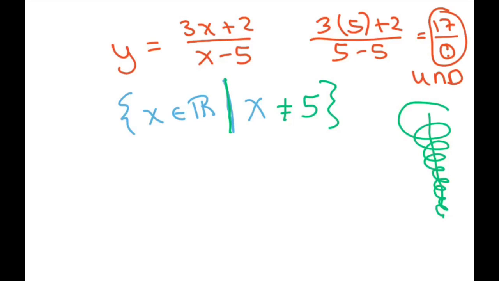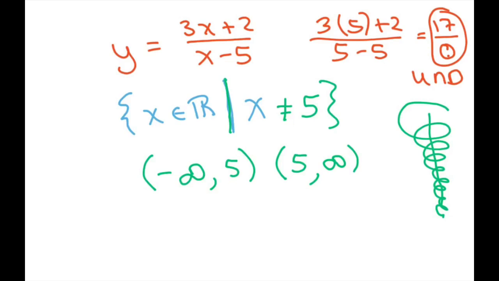Now another way to write this is negative infinity to 5, and then 5 to infinity. That means it can't include the 5. Oh, and you put a union here. So that means unites. Okay? So that's your interval way to write it. And this is your set notation way to write it.